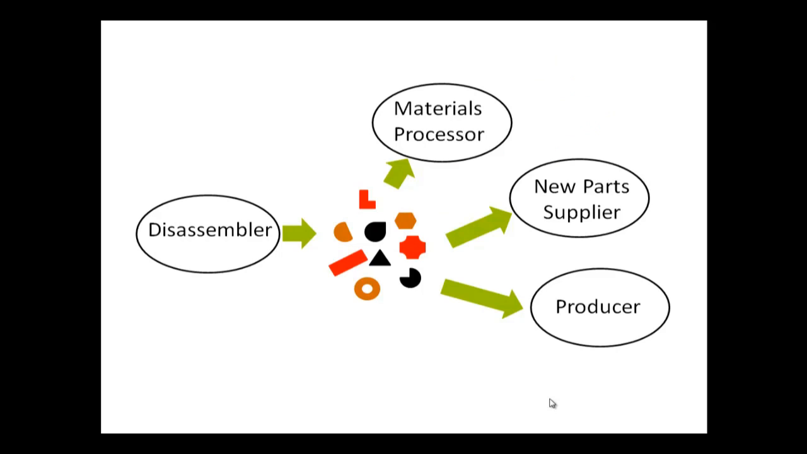Now, if the parts are usable, they can be routed to new parts suppliers or producers, but if they are not usable, then they go to the materials processor. And then, as you recall from part 3, the materials processor takes the parts that are no longer usable and reprocesses them and makes the materials available again to go back into production.